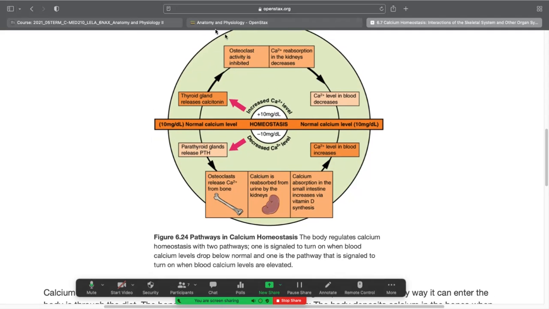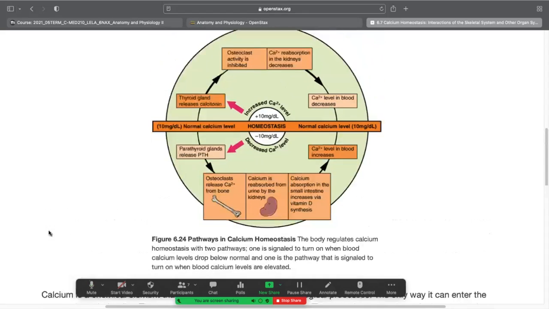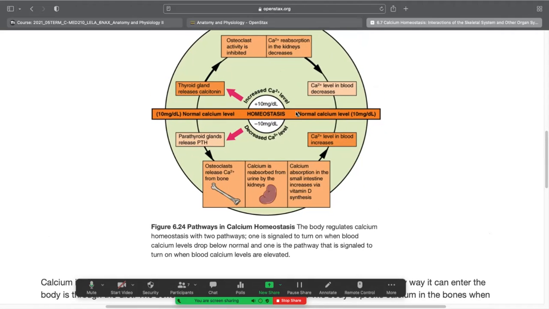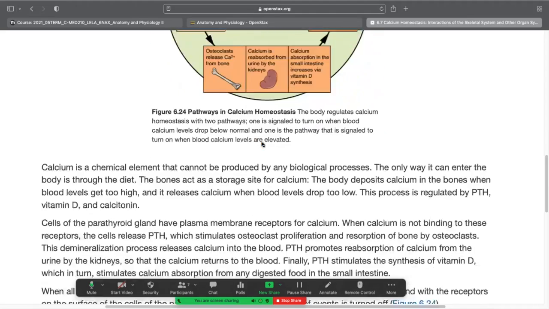This is a wonderful physiology diagram. Hint, hint. Okay? And also remember, one of these days, you're going to have to memorize 10 milligrams per deciliter for calcium levels, because even though your normal levels are already in the lab reports, sometimes the lab reports are off, and a good clinician has to know normal value.